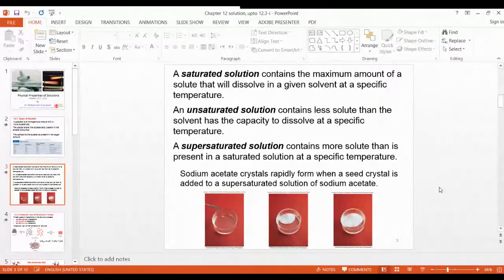So this is all about the definitions. Sometimes it may be asked: define saturated, unsaturated or supersaturated solution. You can give any example. You can give any solute instead of sodium acetate, for example sodium chloride, sodium fluoride, whatever.